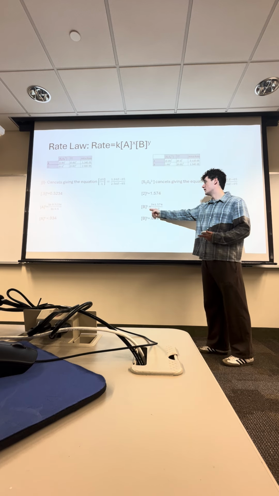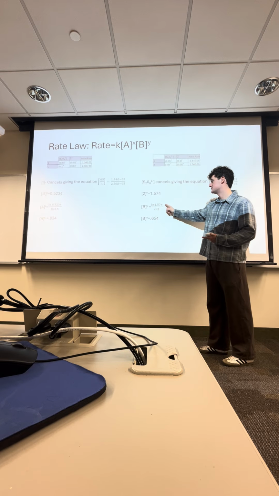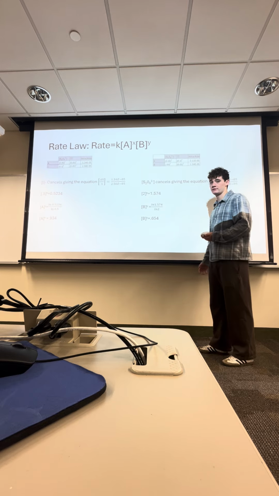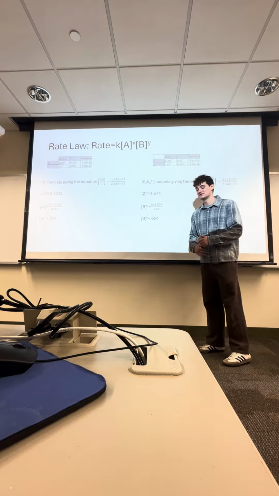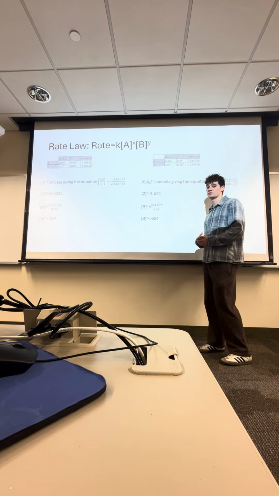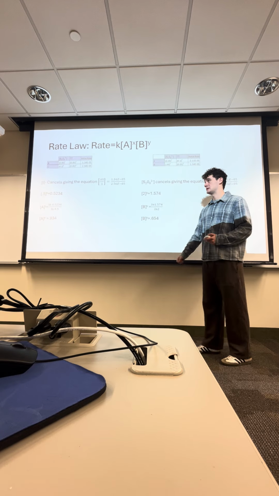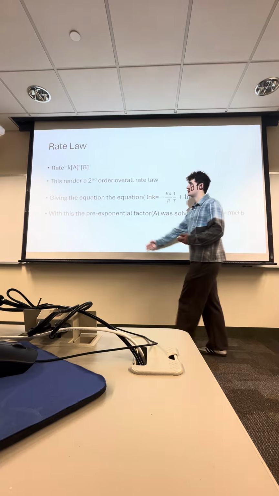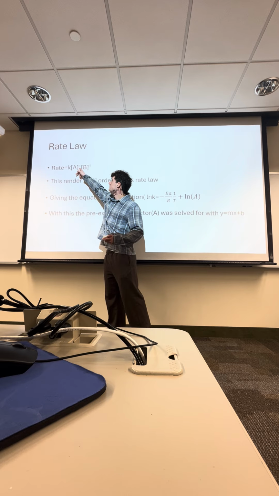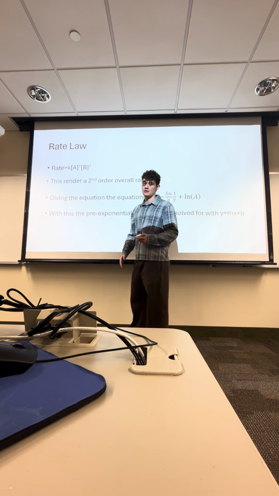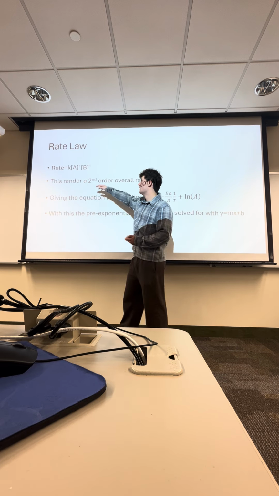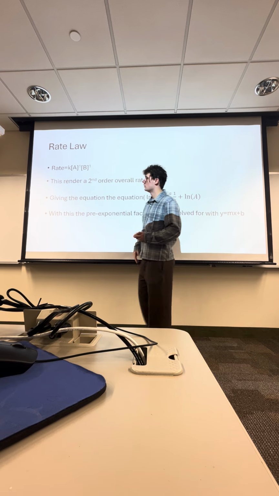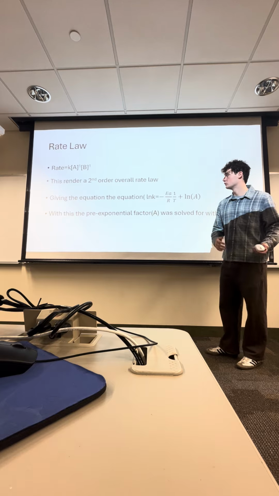So b to the y equals the natural log of 1.574 divided by the natural log of 2, giving b to the y equals 0.654. Now this is very low, but for this experiment, we just rounded it to 1, so this would be b to the first power as well. So with this, we got the equation rate equals a to the first power, b to the first power. Now this renders a second order reaction by adding up this to the first power and this, giving us 2, rendering a second order overall rate law.